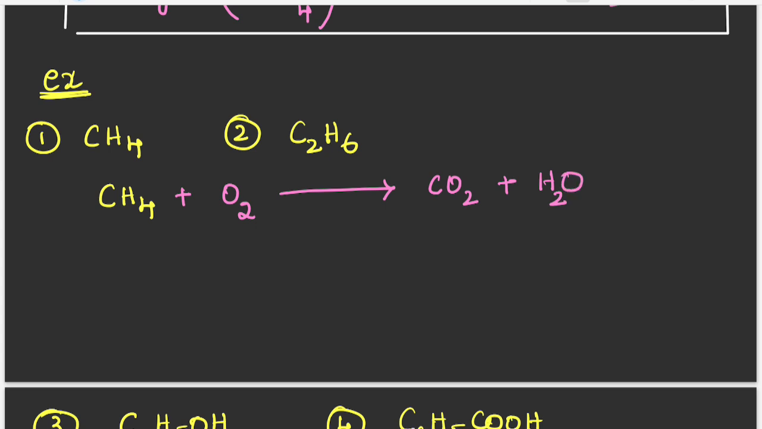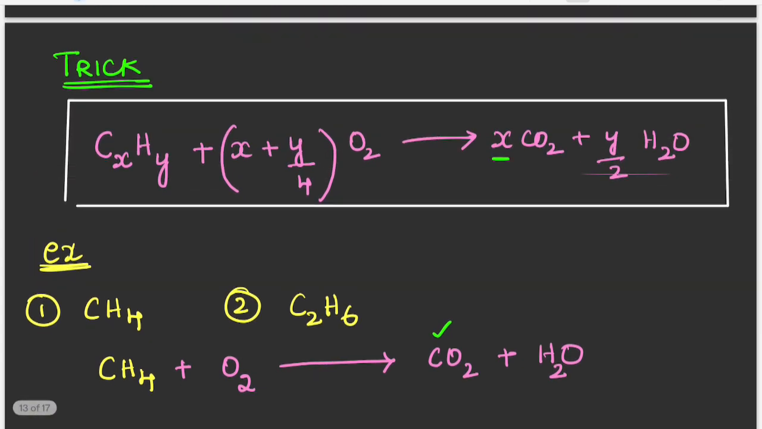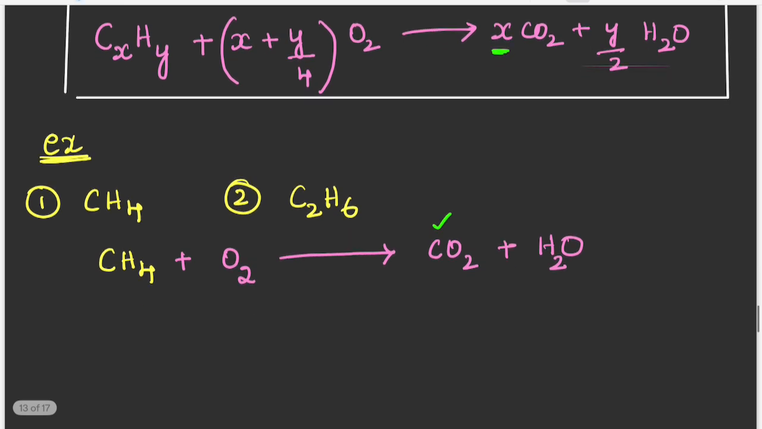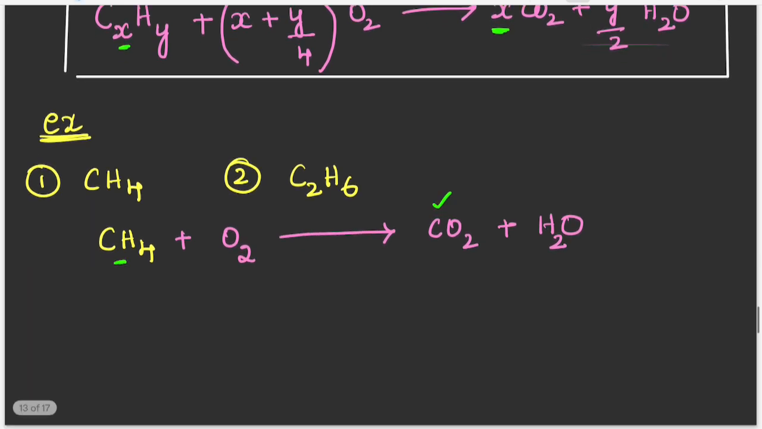So now we are going to balance carbon first. How are we going to balance? x times carbon dioxide. The x value you will get from here. So what is the value of x here? You can see x is the number which is present here. If there is no number present, it is understood that it is 1. So therefore here you will be writing 1, or it is understood here it is 1 time carbon dioxide.